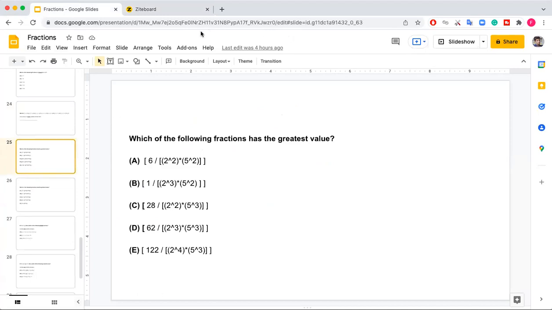Try this question. Just take 1 minute. I just want to see the approach which we use to solve this question.